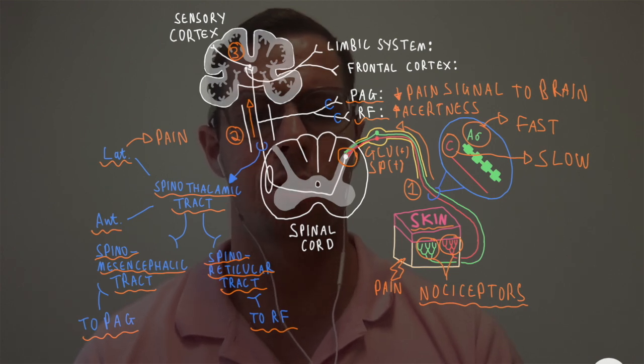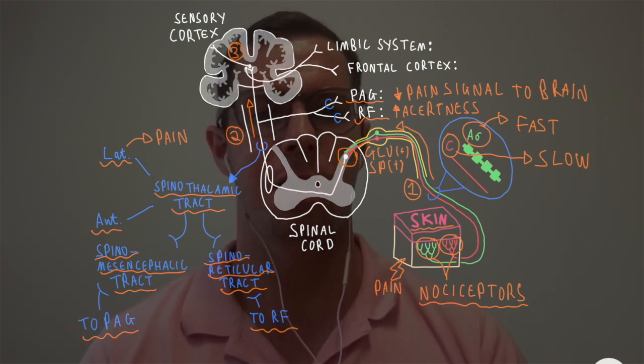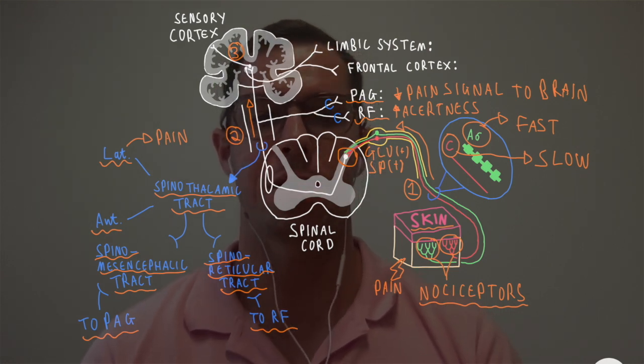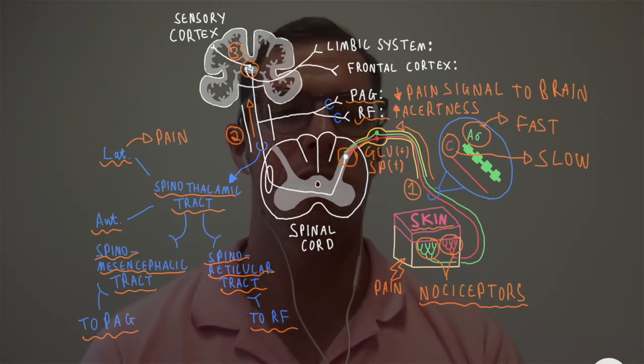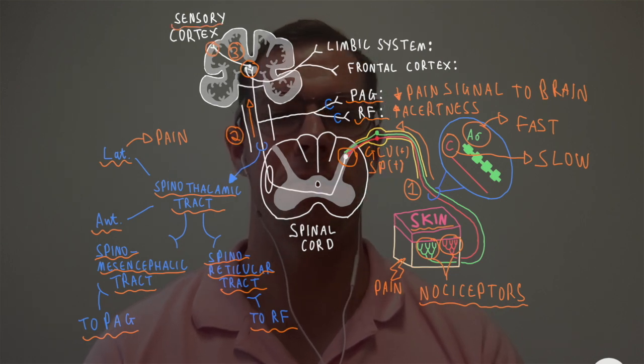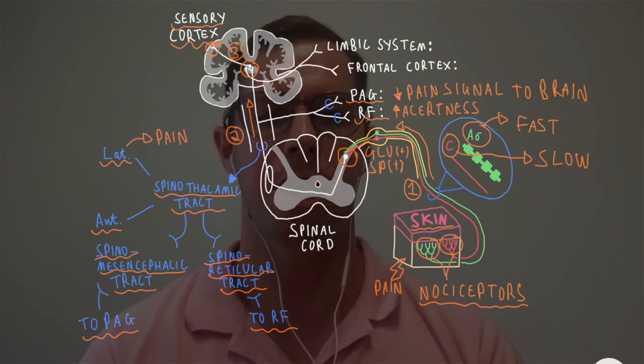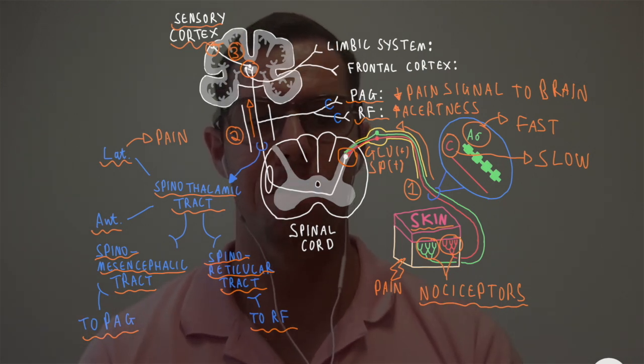Lastly, third order neurons, the third neurons in our 3-neuron system, travel from the thalamus to the primary somatosensory cortex. This is where a stimulus is perceived as being painful and localized to the relevant part of the body, i.e. the foot or the hand in our example.